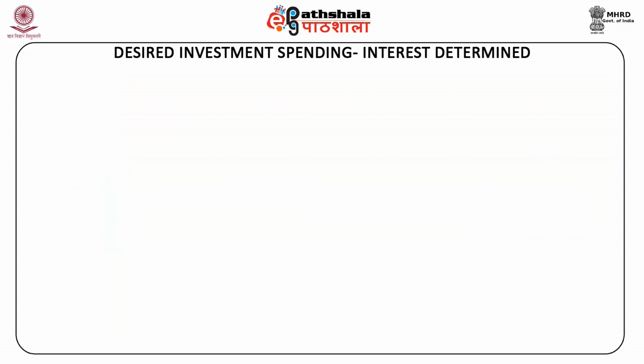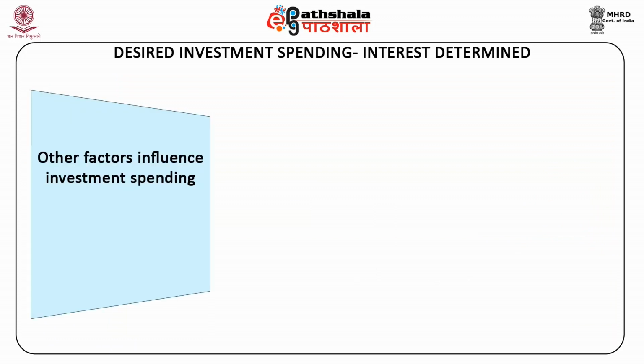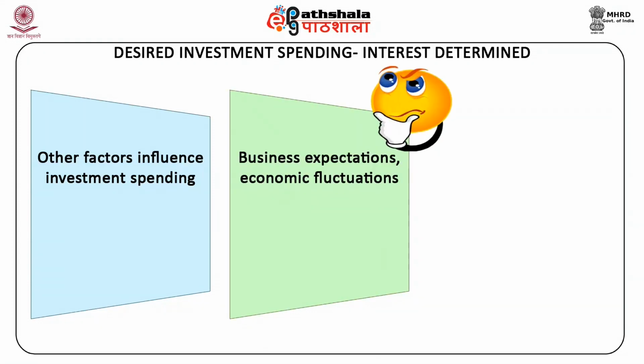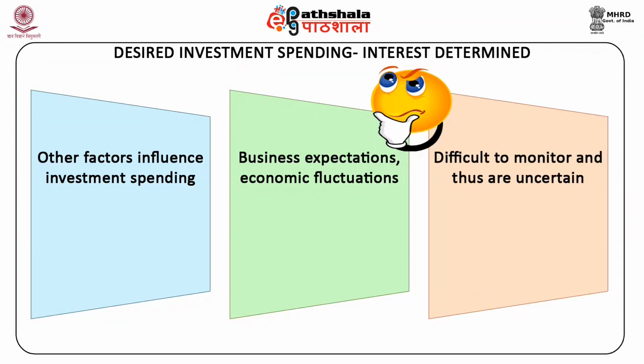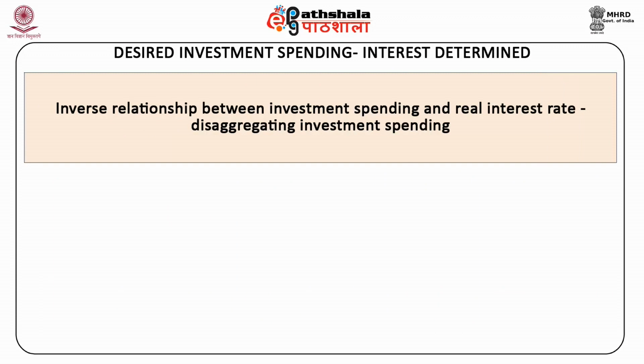Apart from the real interest rate, there are other factors which also influence investment spending, like business expectations, economic fluctuations, yields to investment as measured with marginal efficiency of capital, etc. But unlike the real interest rate, these factors are difficult to monitor and thus are uncertain. The inverse relationship between investment spending and the real interest rate can be easily understood by disaggregating investment spending done by households and firms under the following three heads.